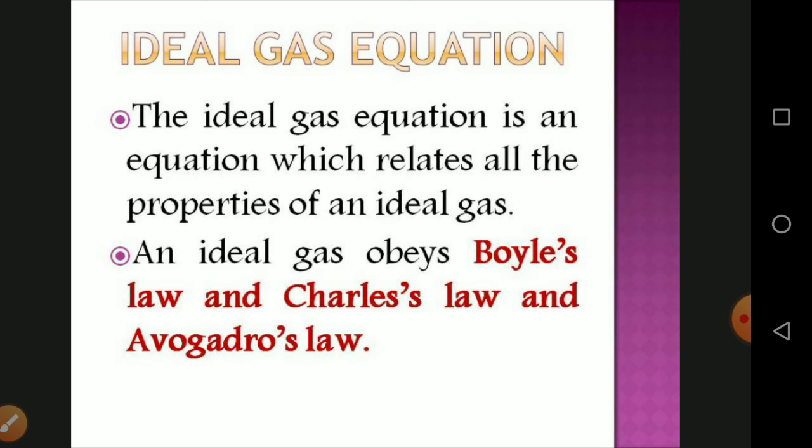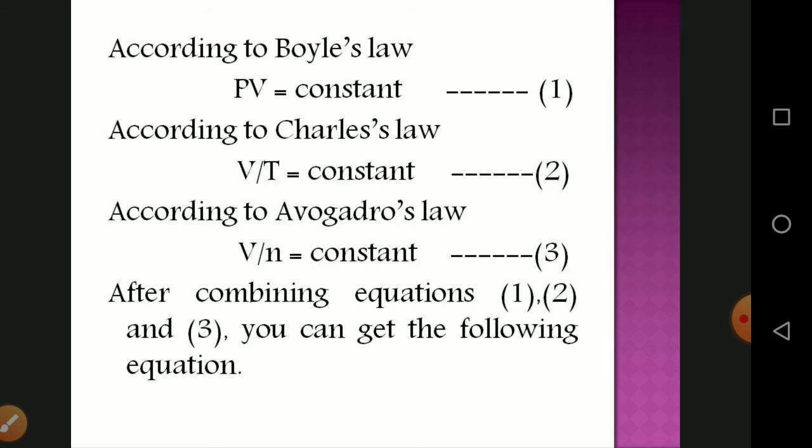First, according to Boyle's law, PV is equal to constant. We already discussed this in the last class on the fundamental laws of gas. The second one, Charles' law, means V by T is equal to constant. That means V is directly proportional to T.